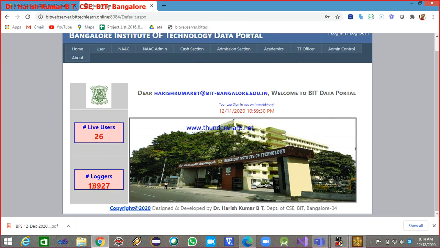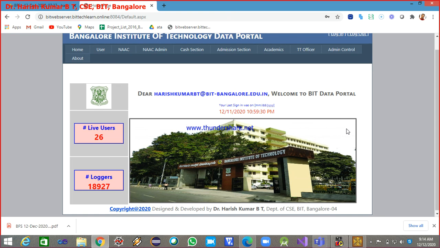And this is the total number of logs, 18,000 till today, 18,927. It was more, so I deleted a few logs. During the second test time I deleted a few logs, and these are the number of users which are live on the portal. So 26 users are live.